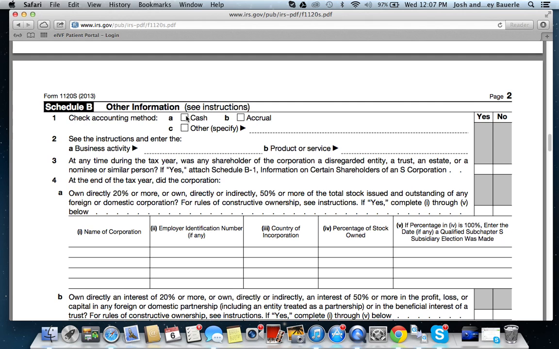If you have accounts receivable, someone doesn't pay you for 90 days, you don't count it as income until they actually pay you. The accrual method means that you count it as income as soon as you perform the service or sell the product, right? So if I prepare your tax return, you don't pay me for 3 months. If I'm on the accrual method, then I count that as income as soon as I do the tax return. So most of you, like I said, will be cash basis. So we'll go ahead and click that.